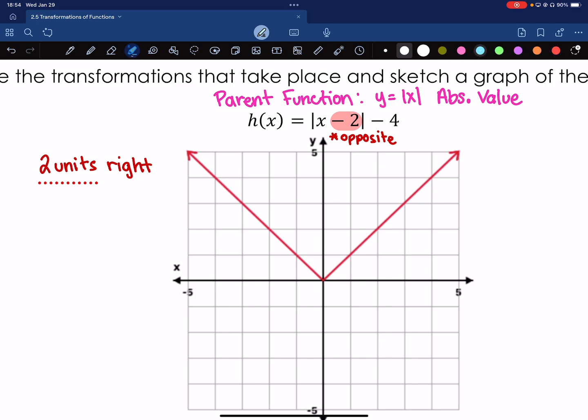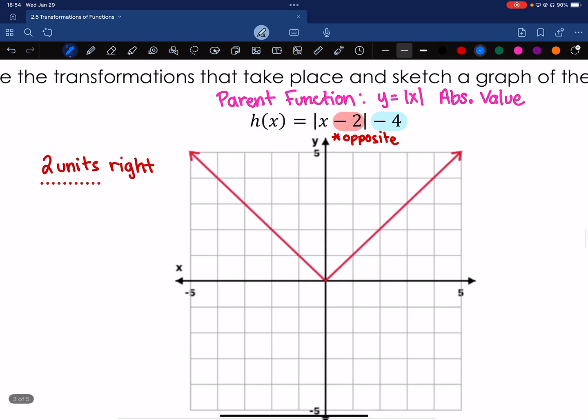And then this minus 4 on the outside is going down 2 units. Or sorry, 4 units. So 4 units down.